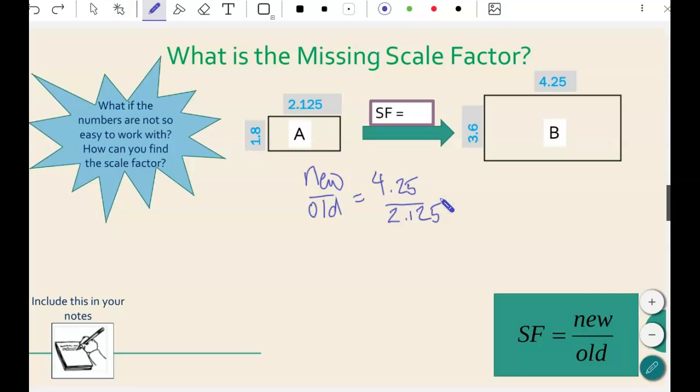So you could go ahead and just do the division, and you can write that scale factor as the decimal number that you get when you divide. So that's another way you can do that, 4.25 divided by 2.125, and it's actually 2. Isn't that nice? It came out to 2. So our scale factor is 2. It's larger than 1, so it gets bigger.